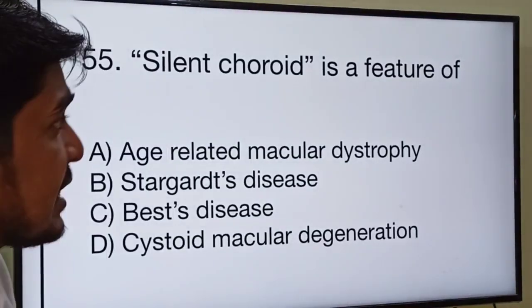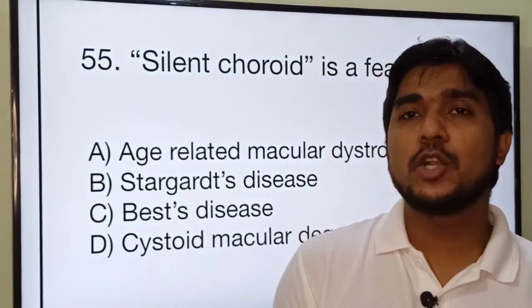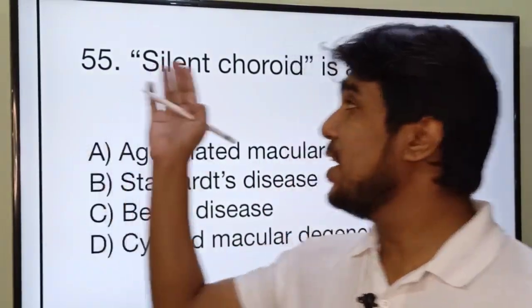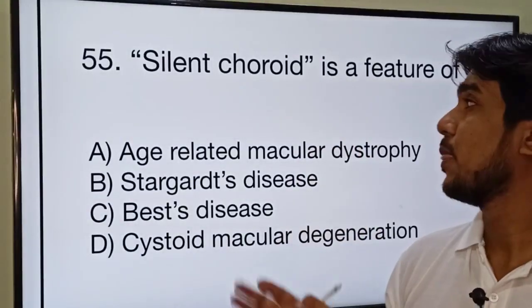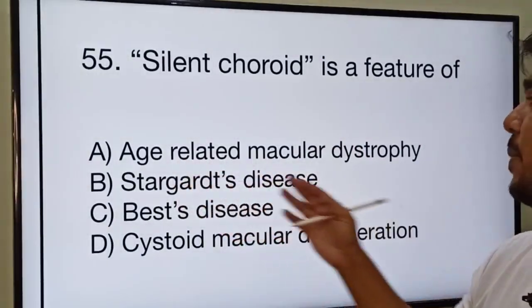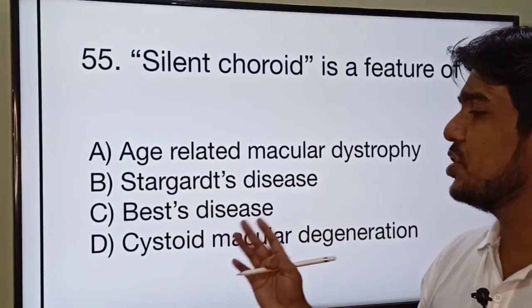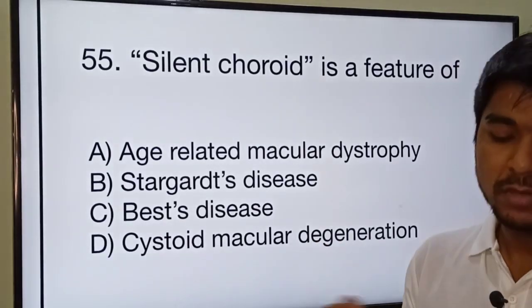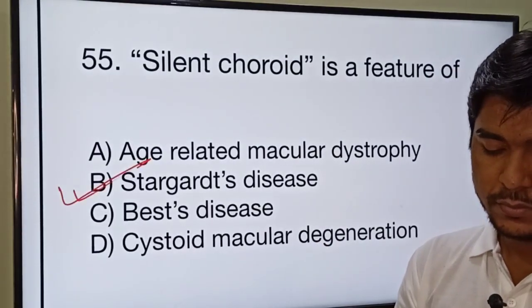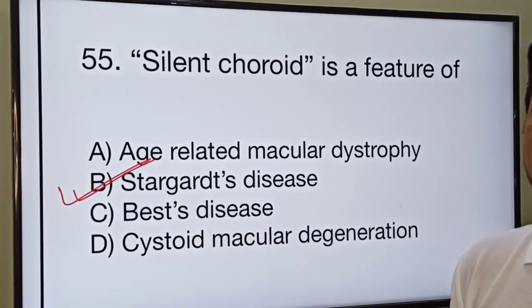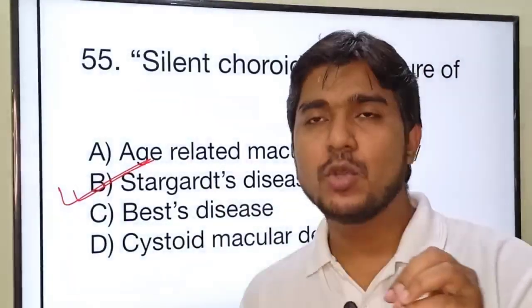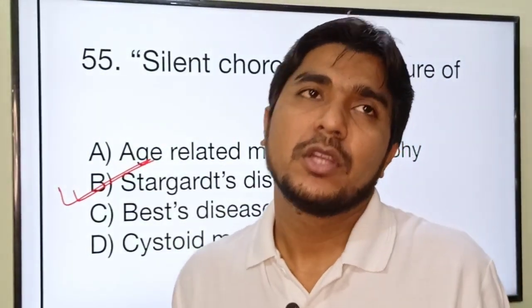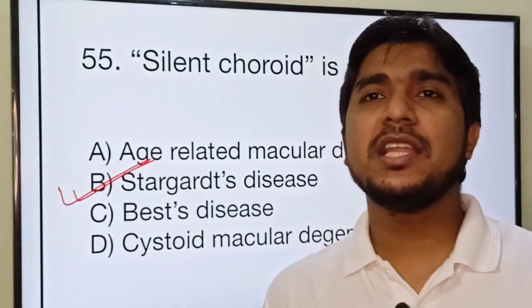Coming to the next question, silent choroid. I have already told you in part 2 of my series, the silent choroid is a feature of ARMD, age-related macular degeneration, Stargardt's, Best disease, cystoid CME. In Stargardt's, in the FA, you cannot see the choroid. Choroid vessels are not seen.